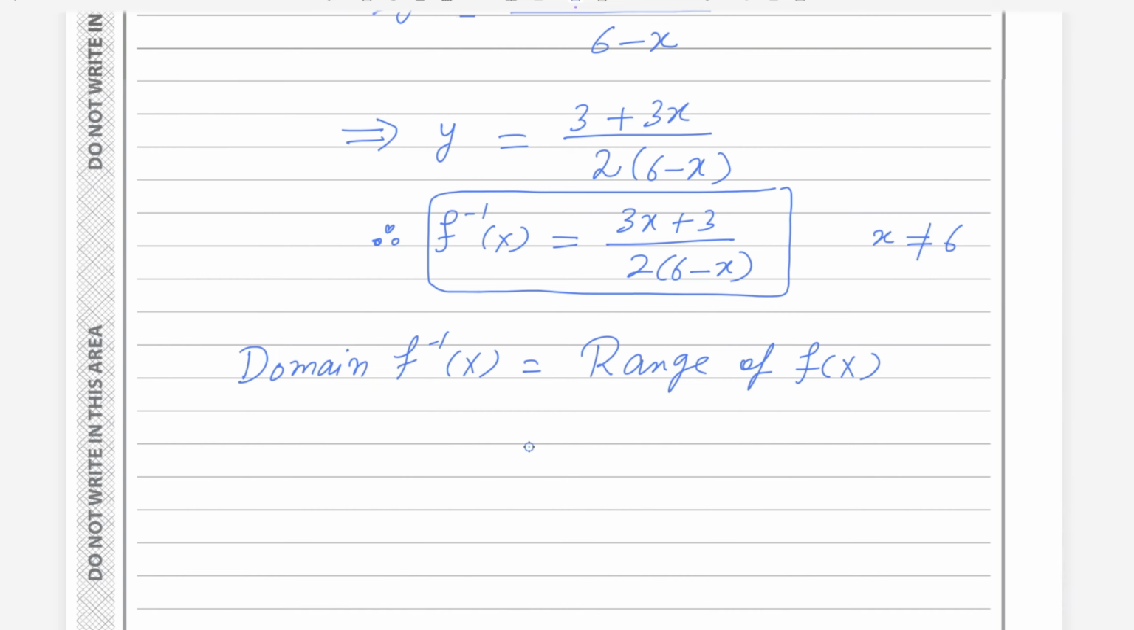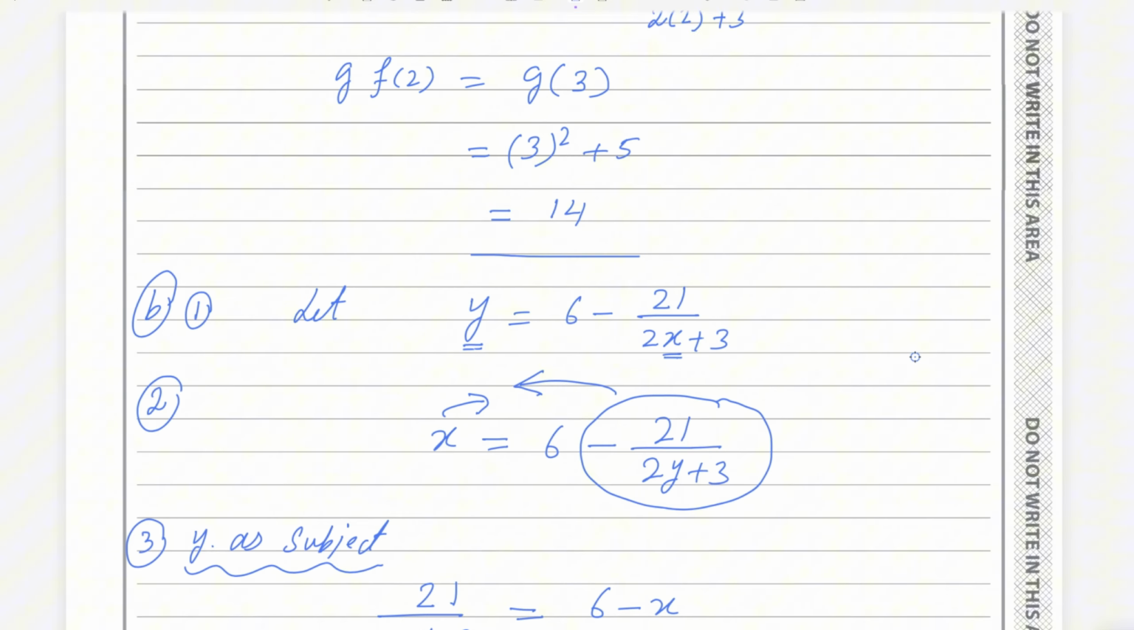Therefore we can write the domain of the function. We got the minimum answer of f of x, that was -1, and the maximum answer we got for f of x was 6, but 6 is not included according to this result. Therefore we can write here that the domain of f inverse x is greater than or equal to -1 and less than 6. So this is the domain. This is the answer of the second part. Hopefully you understand it. Let's move on.